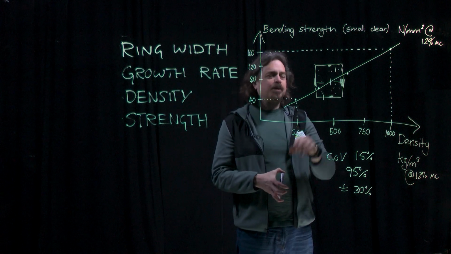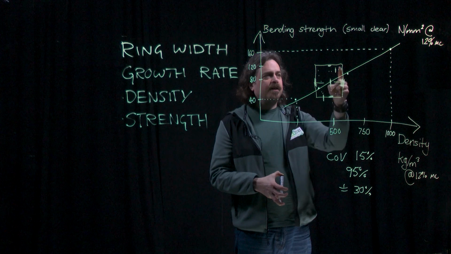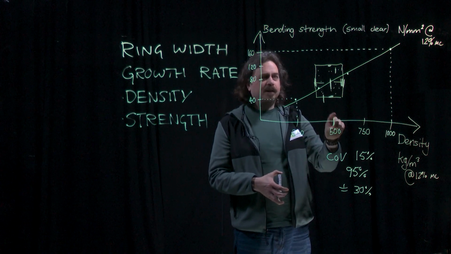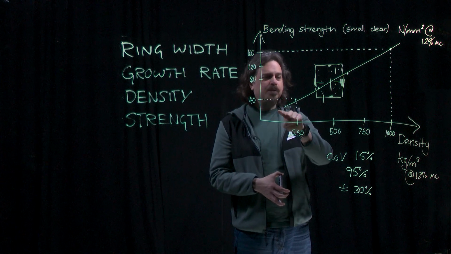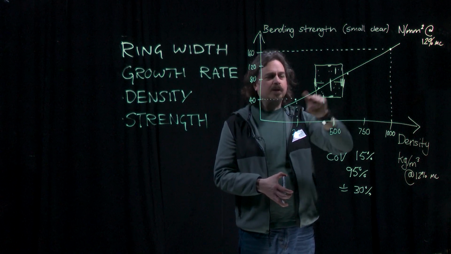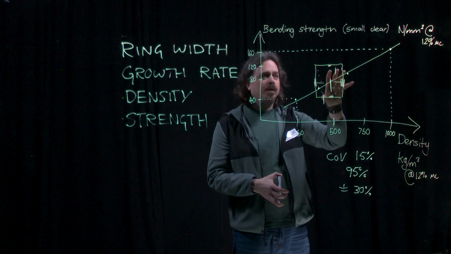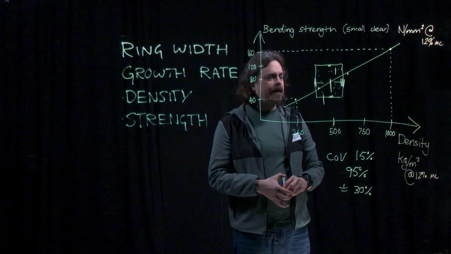And that means within a species, you actually have often a very poor correlation between density and strength, even though you see quite a strong correlation across the averages of different species. And that's because of the variation within a species being quite high.